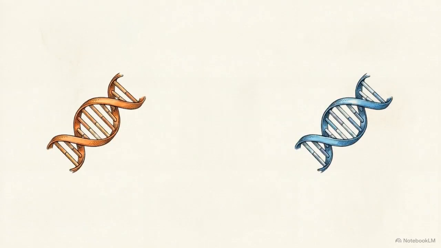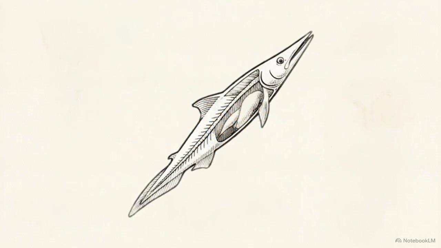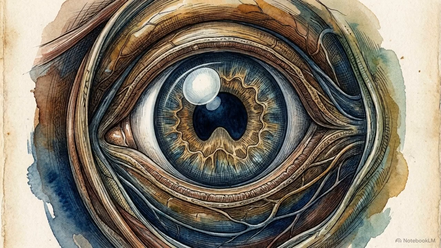These species share no recent common ancestor. Their genomes are distinct, yet their macroscopic anatomical form is identical. We see this across the tree of life. The eye of an octopus features a lens, an iris, and a retina, a camera-type structure that mirrors the vertebrate eye, despite a completely separate evolutionary origin.